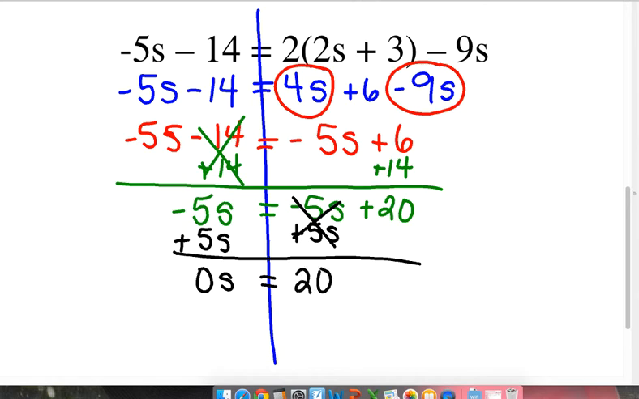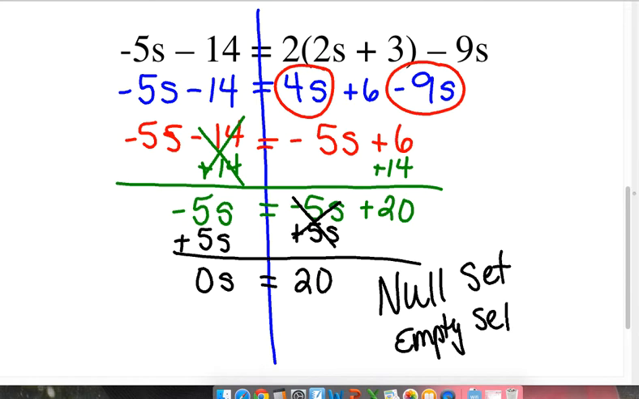Now stop and think about that. 0 times s equals 20. There is no number that if I multiply by 0, I'm going to get a 20. This is null set or empty set, or I would even allow you to say no solution. No number will work right there for s. If I multiply by 0, that would result in a 20. Let's try 2 more, and then we'll be done.